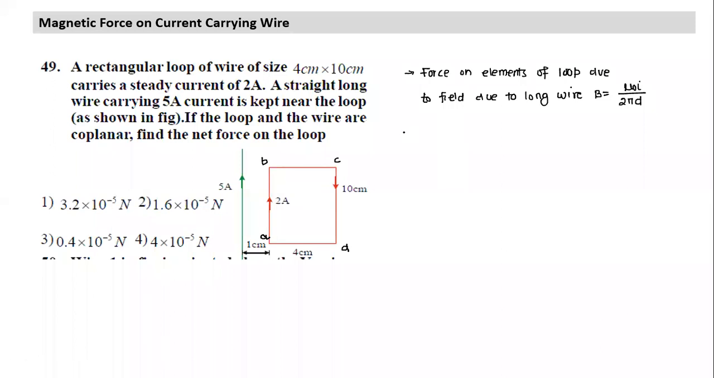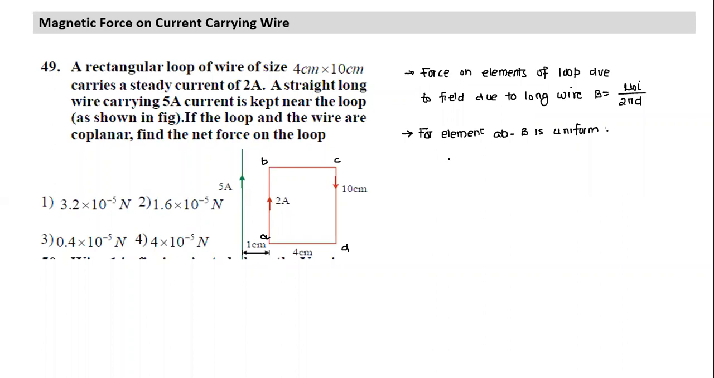Now I have divided the loop into 4 parts. So the second thing I need to check: suppose I have to calculate force on AB. Is the field uniform for wire AB? Since the distance of AB from the wire is constant, the field also is uniform. So for element AB, B is uniform, because B varies with distance from the long wire. Since AB is parallel, the distance is uniform.